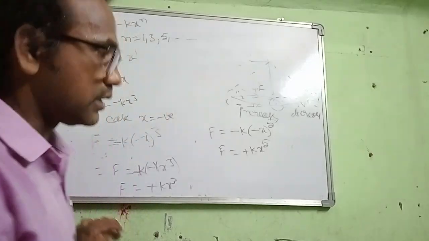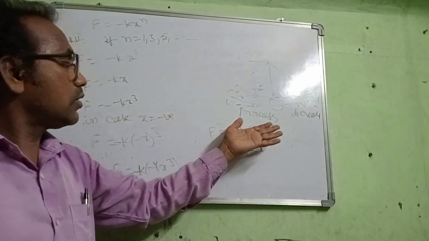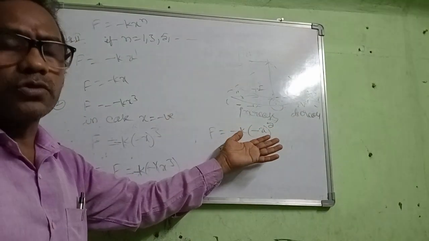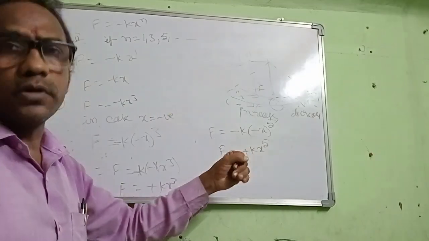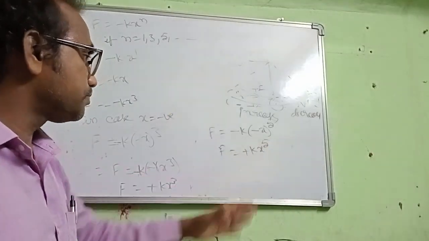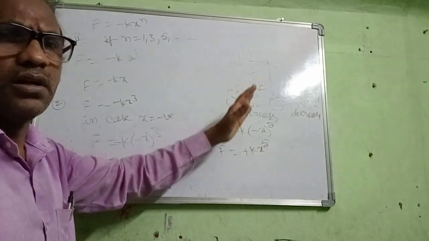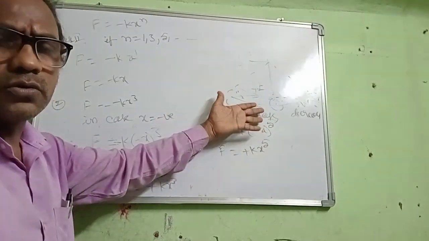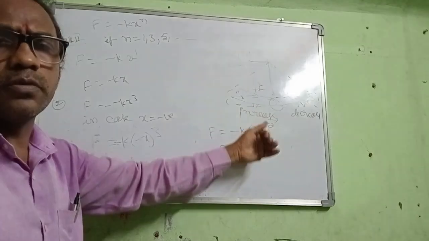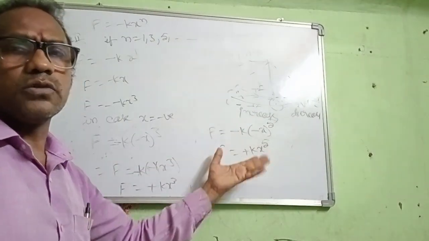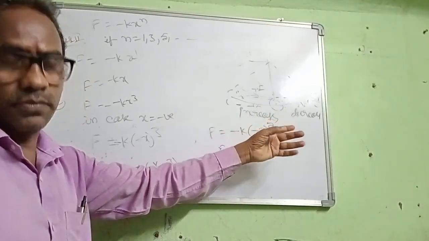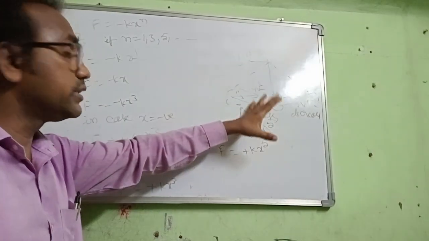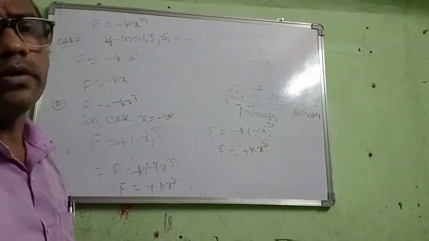So automatically energy will be consumed. Energy is conserved. So automatically oscillations will become zero, because force becomes zero, means energy becomes zero. So these oscillations are called damped oscillations.